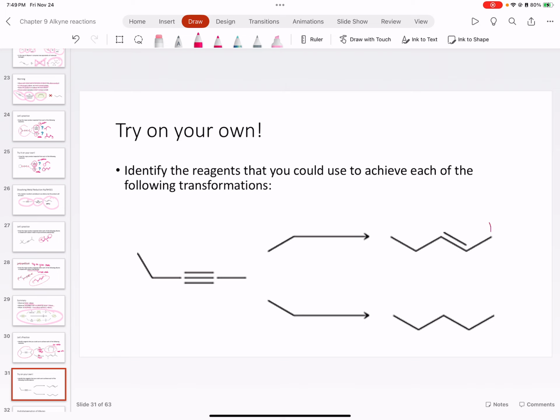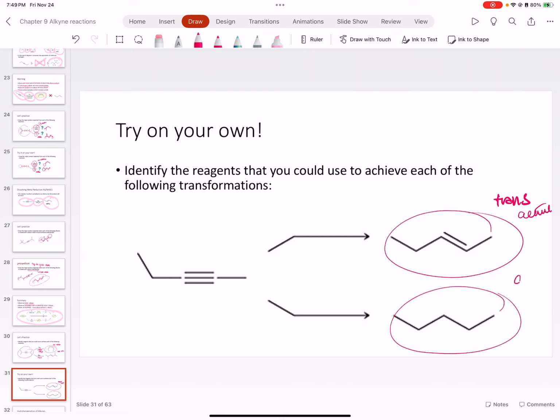So then let's look at our final products. Here we have a trans alkene, and in here we just have a regular alkane. So this one's pretty easy, right? H2 and Pt, or it can be Pd or Ni. Then for the trans alkene, we have Na, and then we can use liquid NH3.